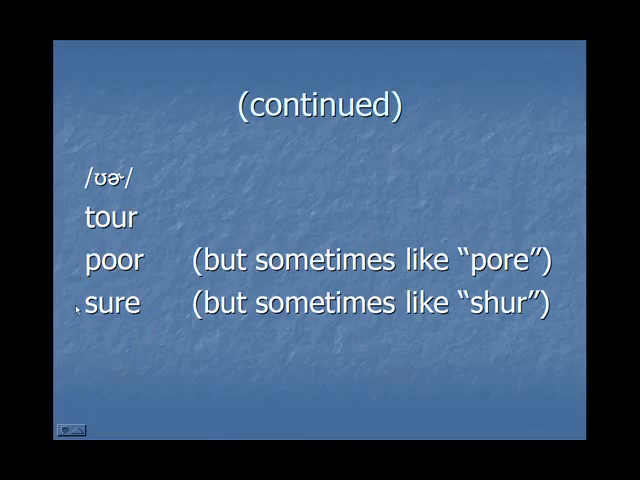Now sometimes these words with the ure sound actually come out sounding like or. So some people can say poor. You might also hear poor, which sounds like the number 4. And with sure, in very fast and formal speech, you might hear people say shore. Do you hear the difference? Sure, sure.